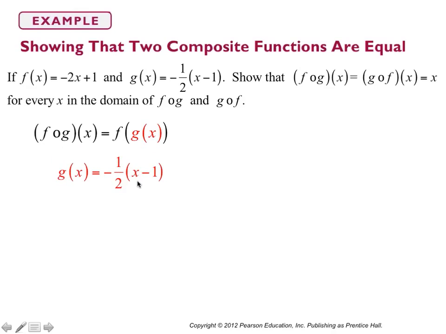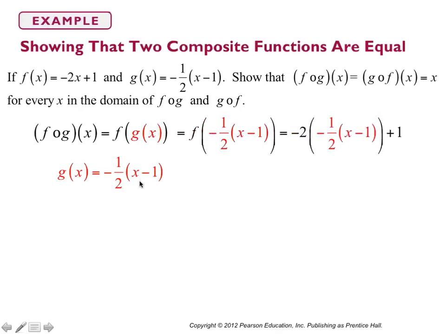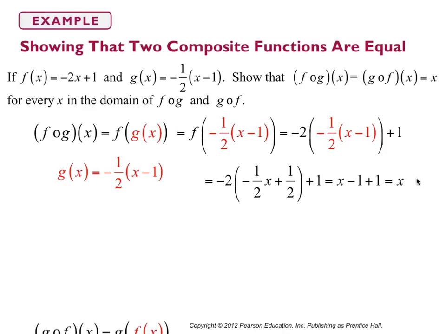So we have g of x equals negative 1/2 times the quantity x minus 1. If we plug that in for x, we have negative 2 times the negative 1/2 times x minus 1, and then plus 1. The negative 2 times the negative 1/2, if we distribute that through, is just going to be a positive 1. So we're left with x minus 1 plus 1, and subtracting 1 and adding 1 cancel, so you're just left with x, which is what we wanted.